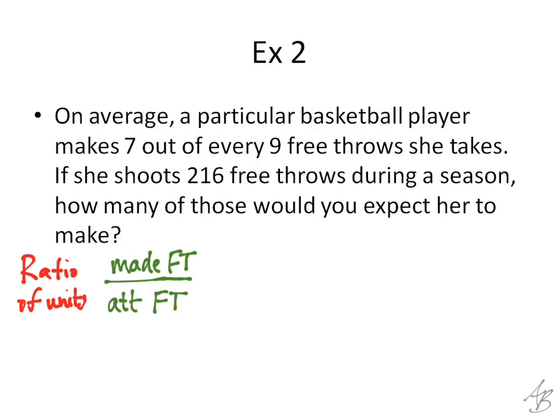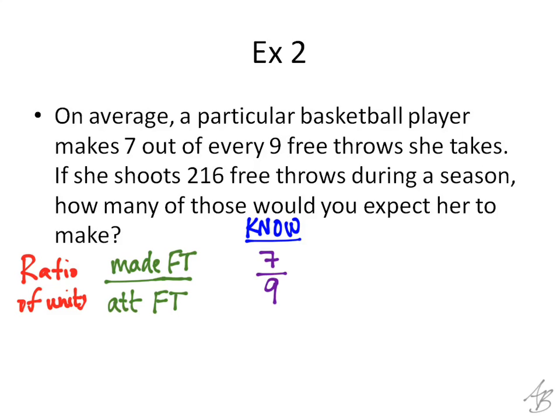So now let's make a ratio of what we know. So the one we know is when she makes 7 out of every 9. So does the 7 go on top or does the 7 go on the bottom? 7 goes on top. Why? Yeah, that's how many she makes, right? She makes 7. And what goes on the bottom?